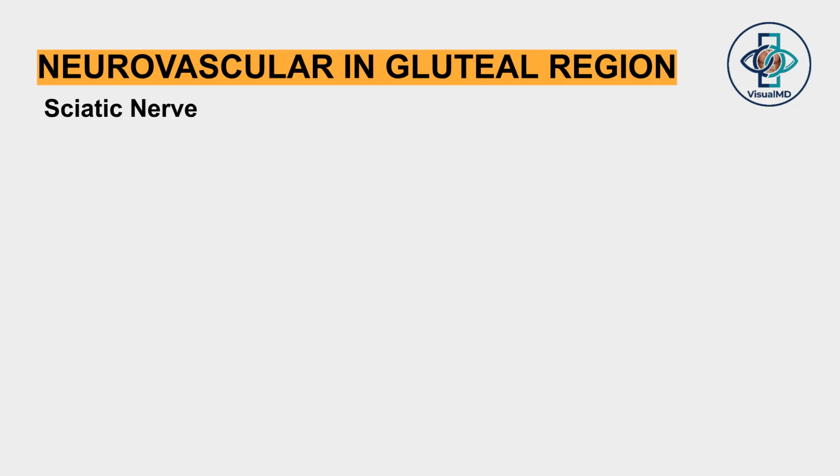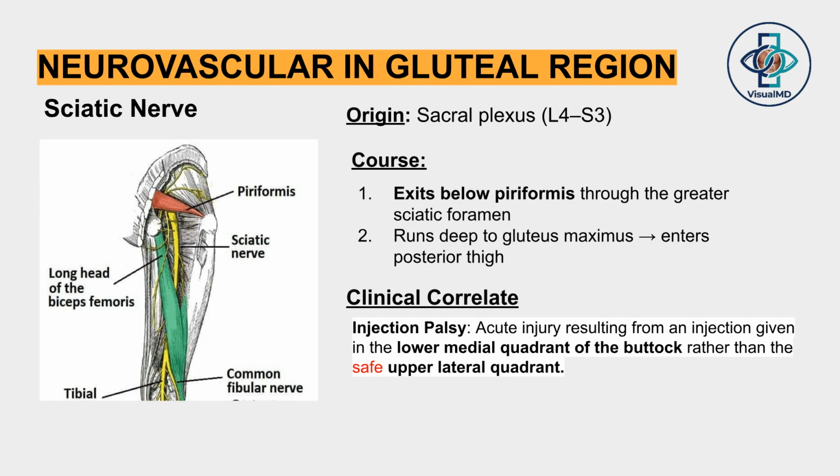Focusing on the neurovascular structures, the sciatic nerve originates from the sacral plexus and exits below the piriformis through the greater sciatic foramen. It runs deep to the gluteus maximus, entering the posterior thigh. A clinical correlate is injection palsy, which is acute injury from an injection given in the lower medial quadrant of the buttock rather than the safe upper lateral quadrant, where the sciatic nerve is vulnerable.